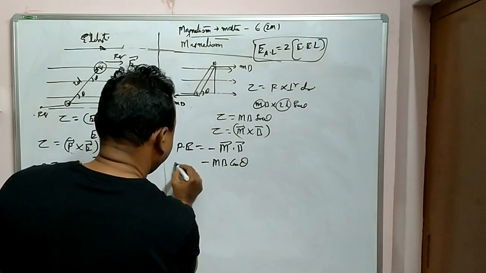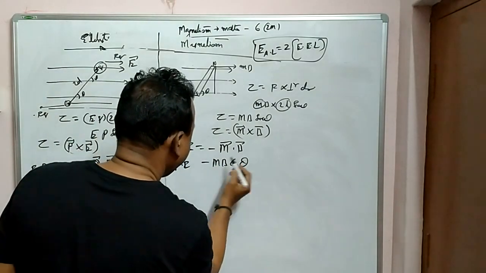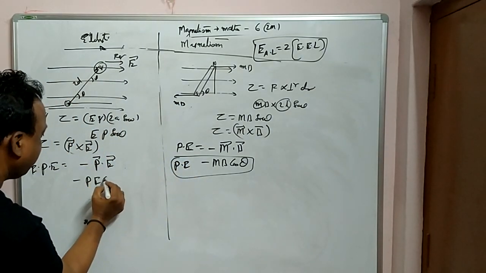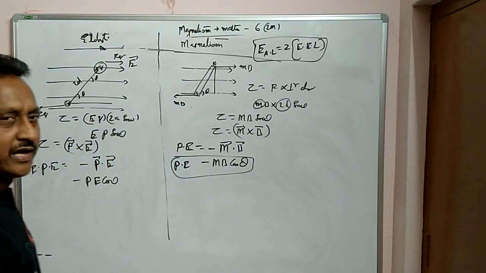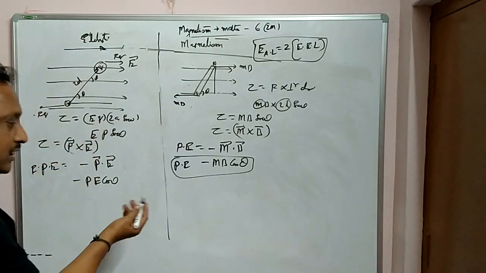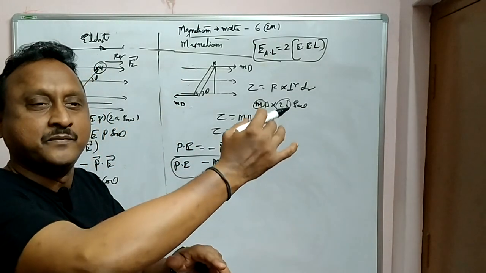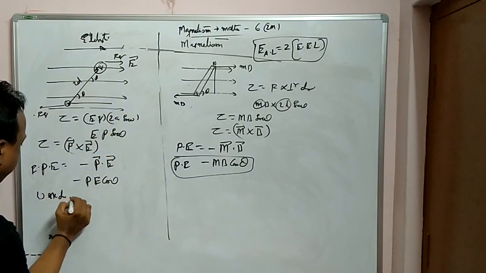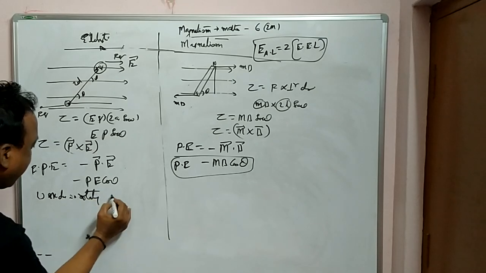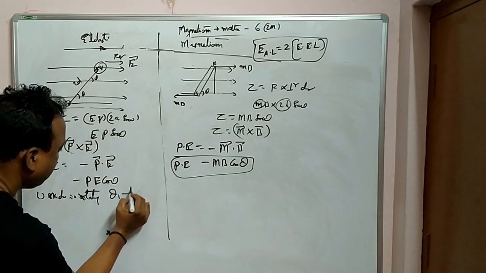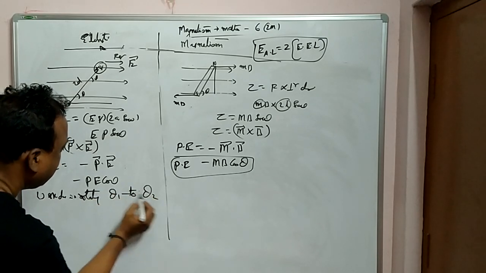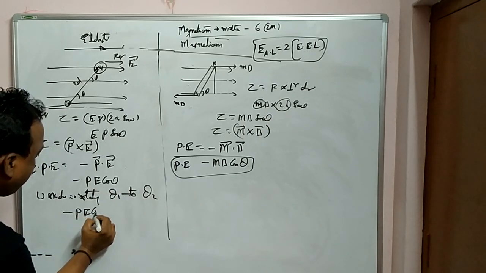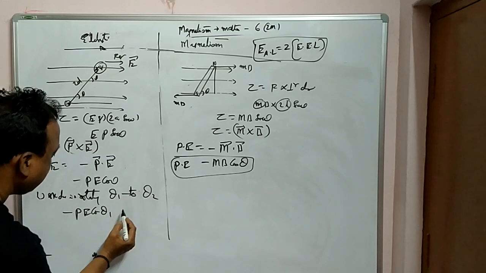So this is the generalized formula: potential energy is minus MB cos theta, and here also minus PE cos theta. Suppose they ask you what is the work done in rotating from theta 1 to theta 2, then you can apply the formula directly. Next case, work done in rotating the dipole from theta 1 to theta 2, then what happens, minus PE cos theta 1, that is U final.